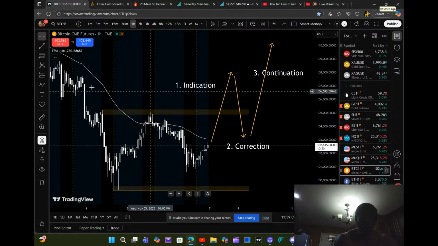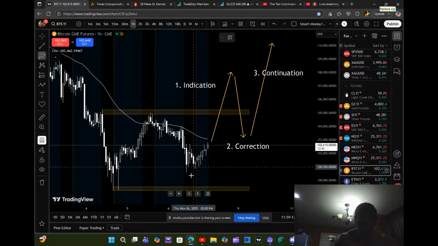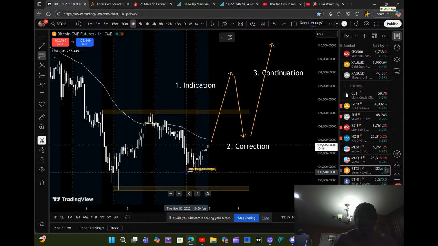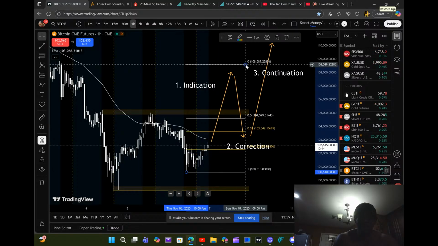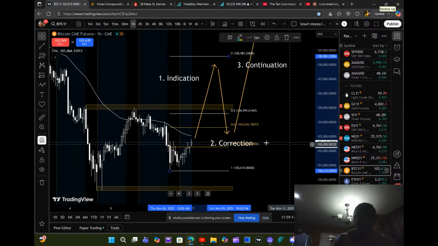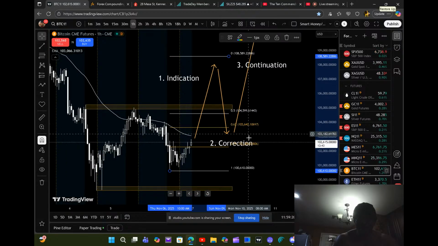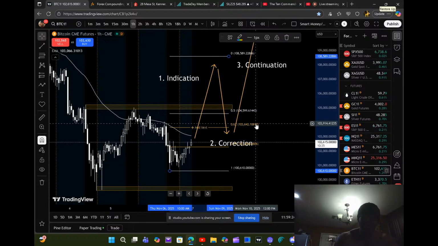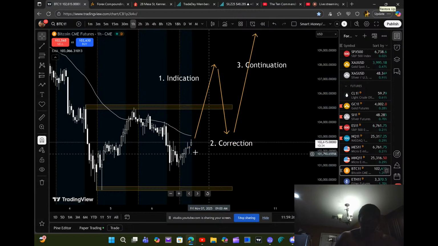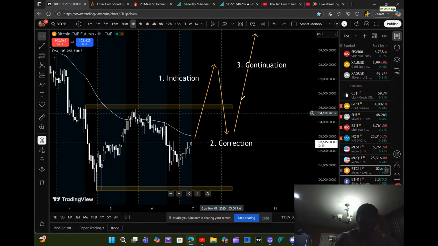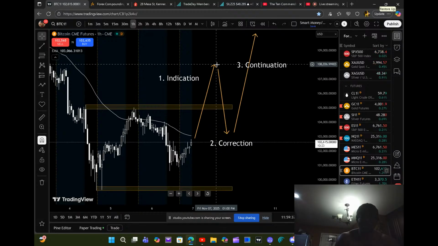A lot of times I would put on my Fibonacci from the low to the high, and I can usually find something close in between that 0.62 and that 0.79, these two gold lines. That's how I find mine. And then you could target, and the way he finds his target is the high that created the indication.